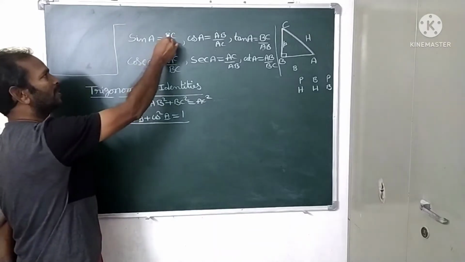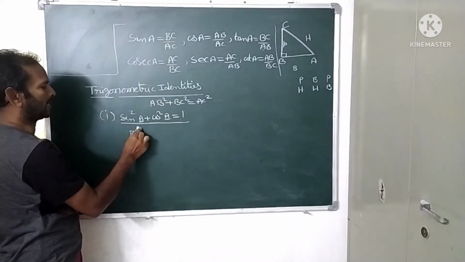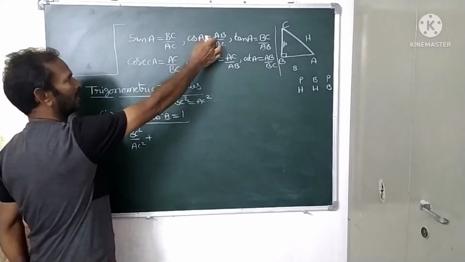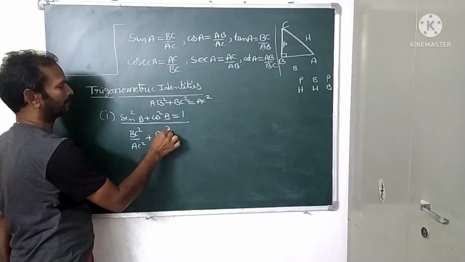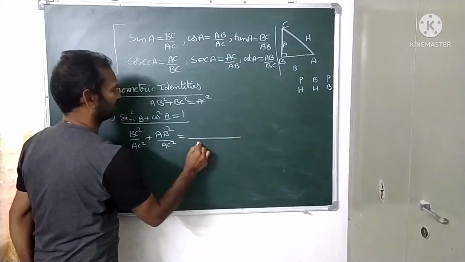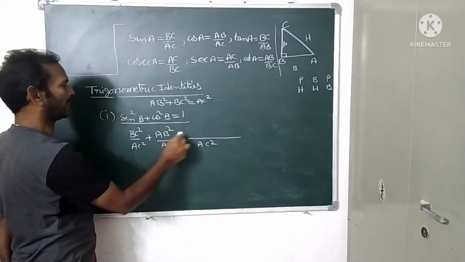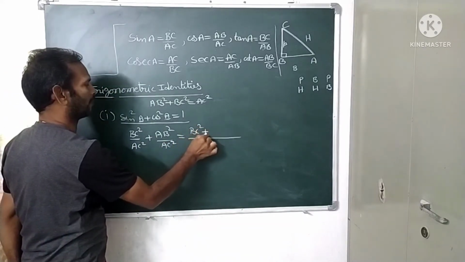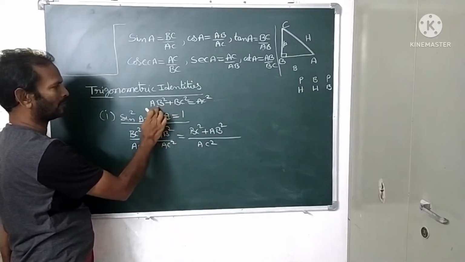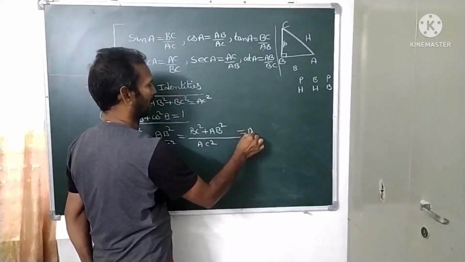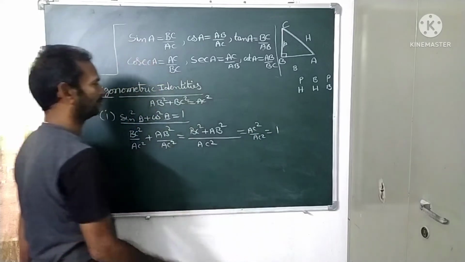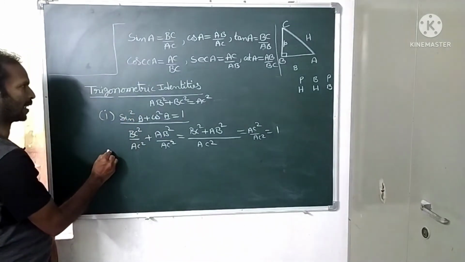Sin square A means BC square by AC square, plus cos square A, AB square by AC square. So the LCM is AC square. Numerators: BC square plus AB square. BC square plus AB square is how much? AC square. That means AC square by AC square is equal to 1. That is the first identity.